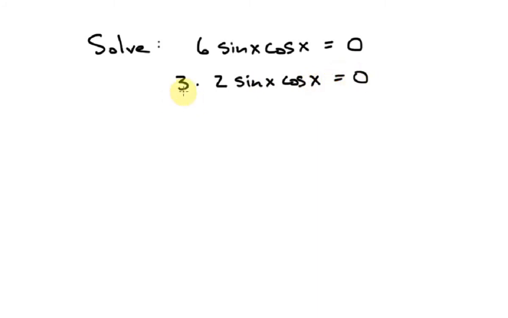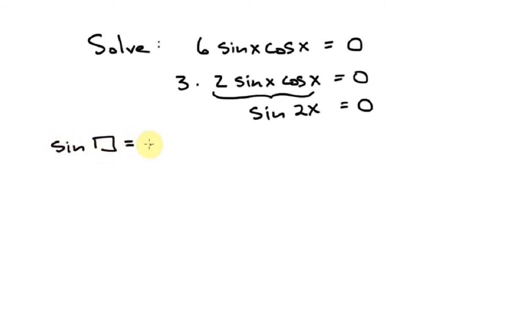Now the 3, if you want, you can divide it into the 0 on the other side, or you can just leave it. This is what's important though. I can now think of that as sine 2x. I want it to equal 0. So now I can solve this equation here. I'm going to do it as follows. Sine of what equals 0? And I think I'm going to use my graph for this.